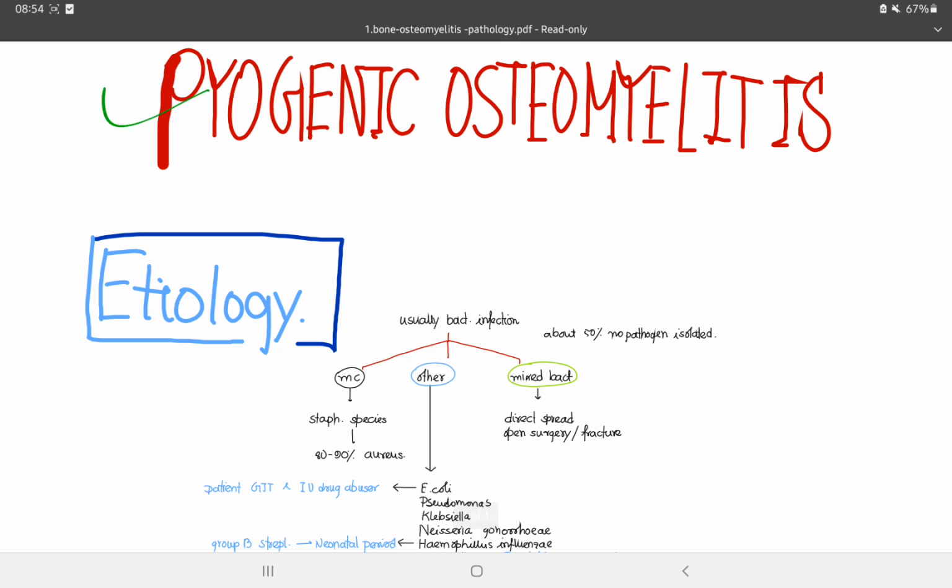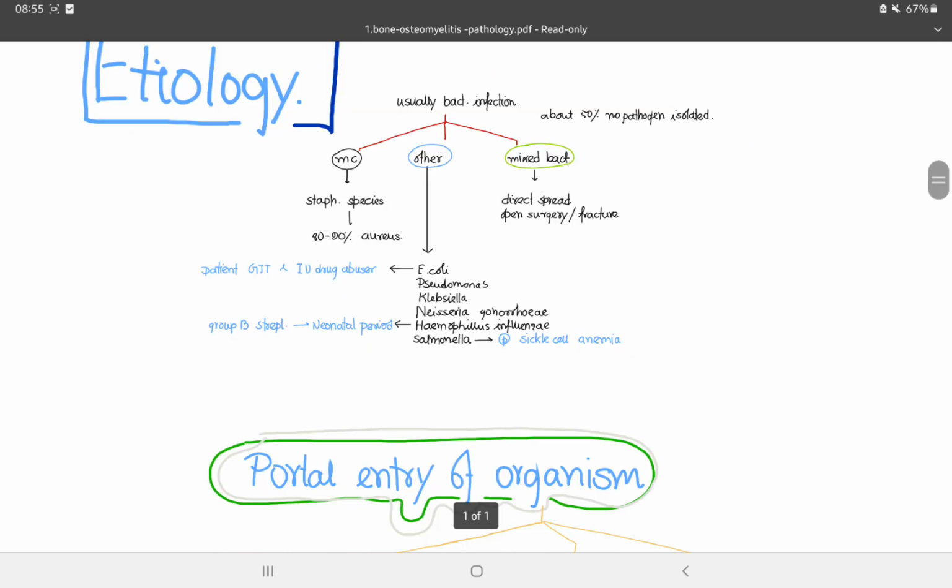Next is pyogenic osteomyelitis. Etiology: it is usually a bacterial infection. In about 50% no pathogen is isolated, but the most common is Staphylococcus species. In 80 to 90% of cases it is Staphylococcus aureus, and other bacteria involved are E. coli, Pseudomonas, Klebsiella, Neisseria gonorrhoeae, Haemophilus influenzae, and Salmonella.